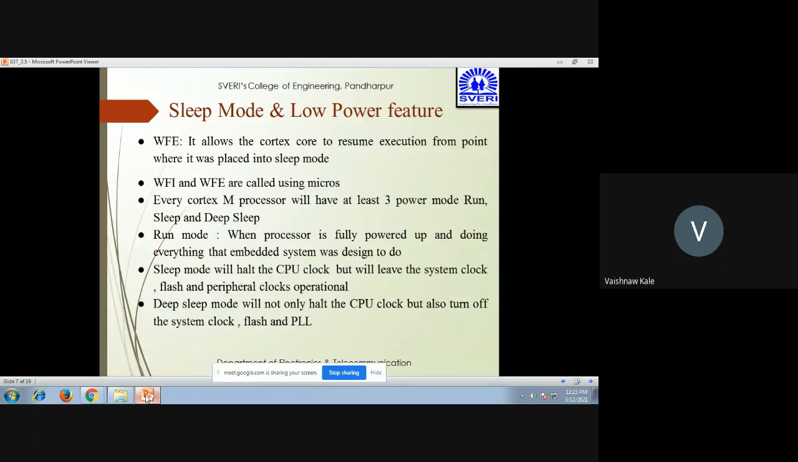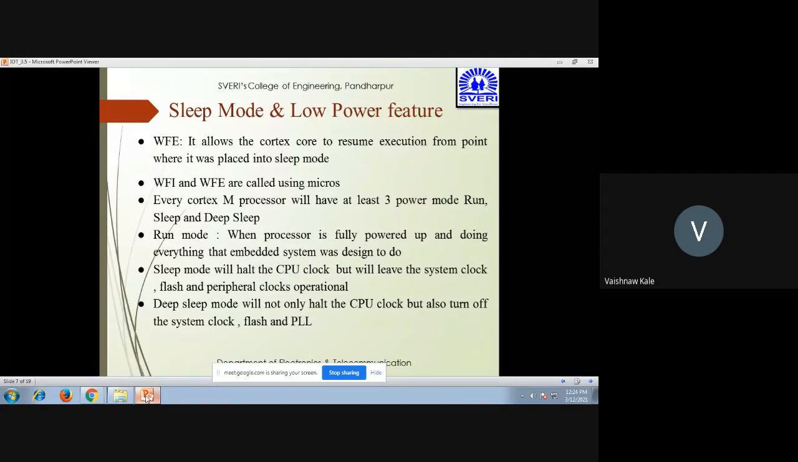In this way WFI and WFE are called the micros, and every Cortex M processor will have at least 3 modes. This is also a very important feature of the Cortex M3. The first one is the run mode, where it runs. Then the second is the sleep mode, and the third one is the deep sleep mode. Because of this sleep and deep sleep mode, it consumes very little power. So this low power feature is very important.